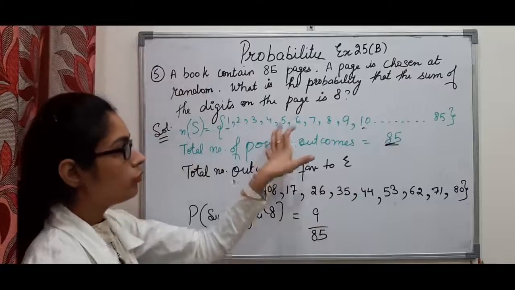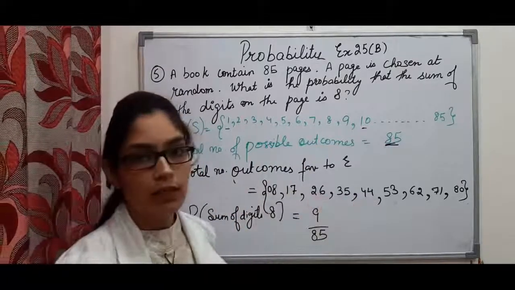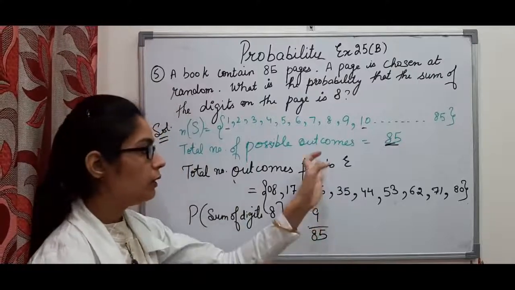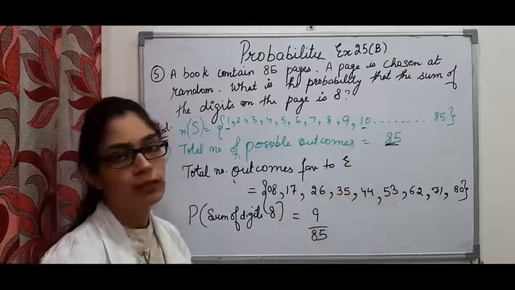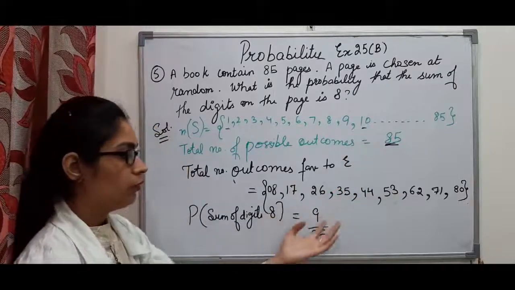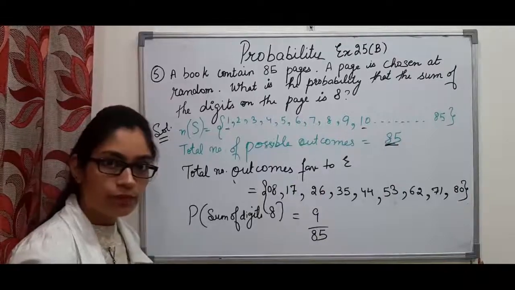So you just have to first create the sample space, then find all the elementary events which are favorable to your E. Now you can apply the given formula. Now let's do the next question.